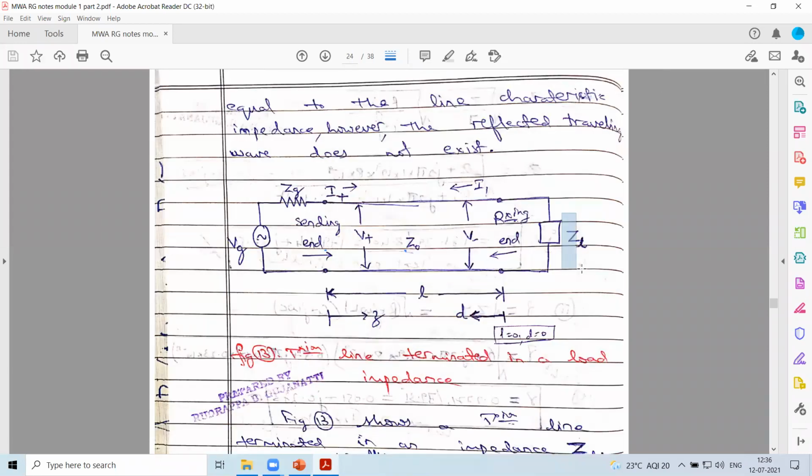So this D is measured from the load end, and even L also you can observe that it is measured from the load end. So if I start measuring from this end, what happens is L and D will be zero at this point, and Z will be equal to the value of D. That is this length, right? It will be equal to the value of that parameter. And at this end, Z will be zero.